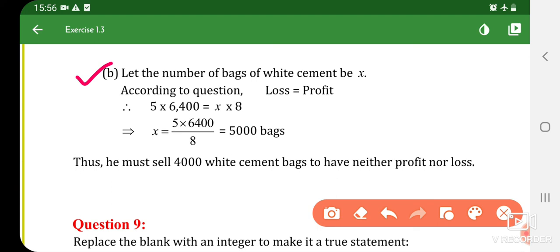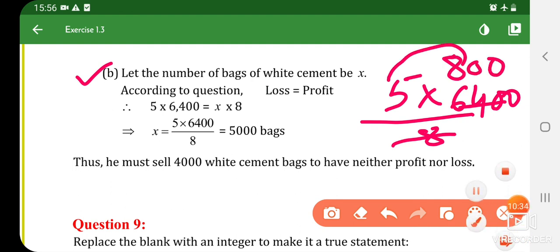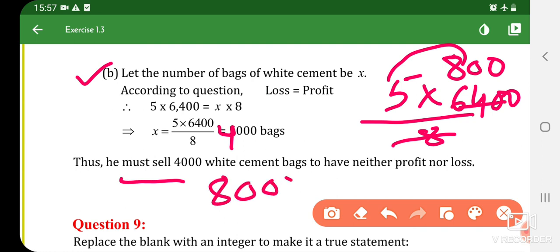5 into 6400 equals x into 8. So when we take 5 into 6400, 8 goes into 6400, 800 times, and when we multiply 800 into 5, the answer is 4000. Thus he must sell 4000 white cement bags to have neither profit nor loss. Here the answer is 4000, because 800 into 5 gives 4000.